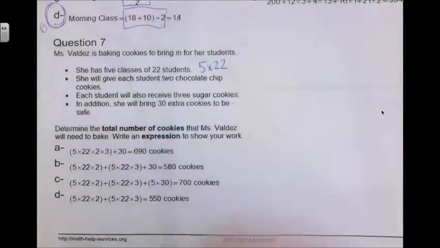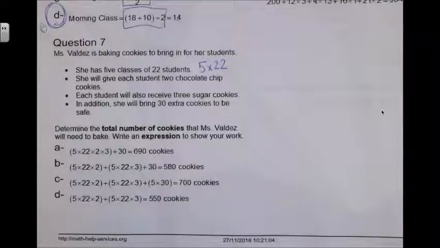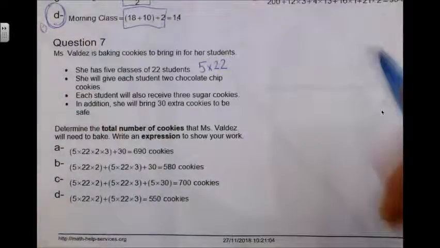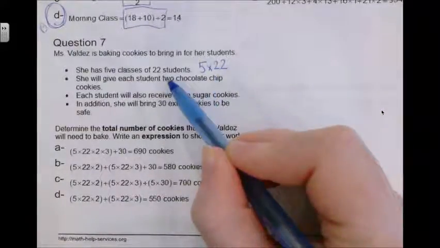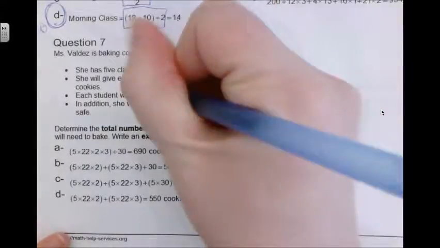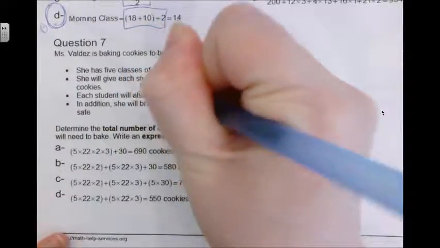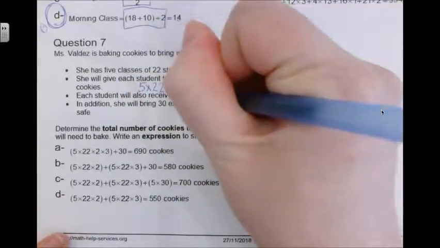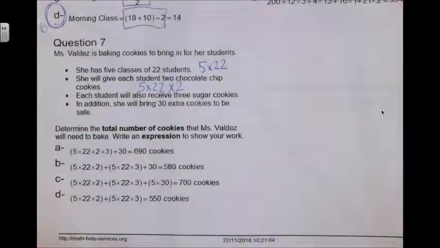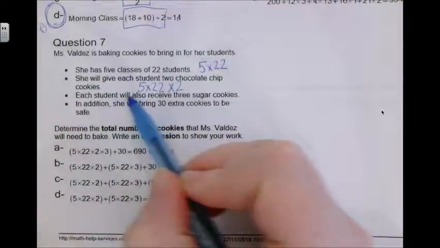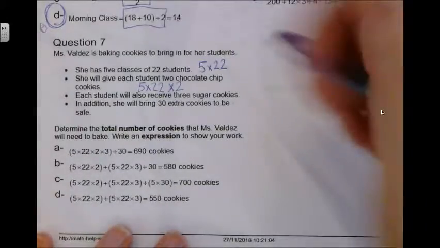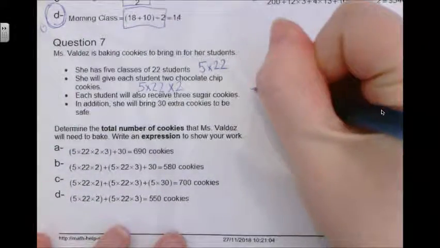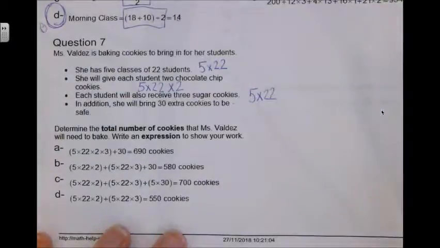So the amount of chocolate chip cookies that they have is 5 times 22 and then times 2, because each of these kids, which is 5 times 22, is getting 2 chocolate chip cookies. It says each student will also receive 3 sugar cookies. So each of them, which is 5 times 22, is getting 3 sugar cookies.